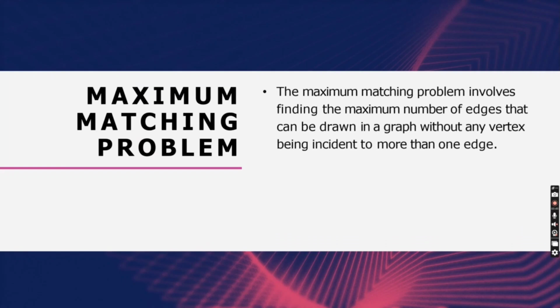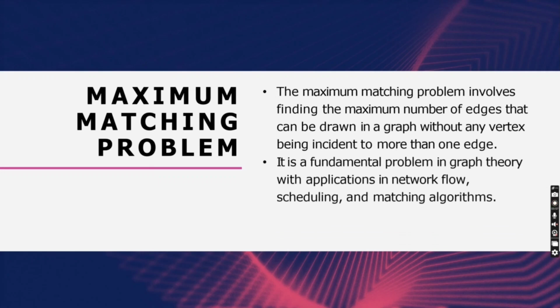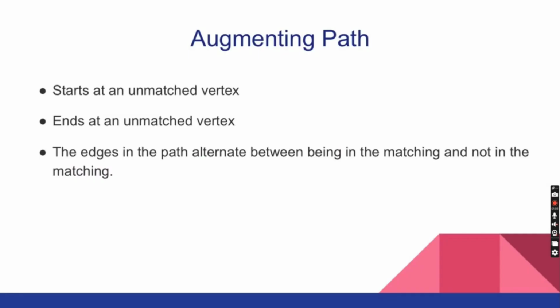Maximum matching problem. The maximum matching problem involves finding the maximum number of edges that can be drawn in a graph without any vertex being incident to more than one edge. It is a fundamental problem in graph theory, with applications in network flow, scheduling, and matching algorithms. Let us know about augmenting paths. An augmenting path starts at an unmatched vertex and ends at an unmatched vertex, and the edges in the path alternate between being in the matching and not being in the matching.